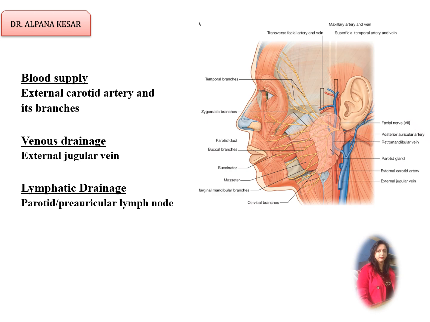Blood supply to parotid is by external carotid artery and its branches. Venous drainage is in the external jugular vein, and lymphatic drainage is in the parotid or preauricular group of lymph nodes.